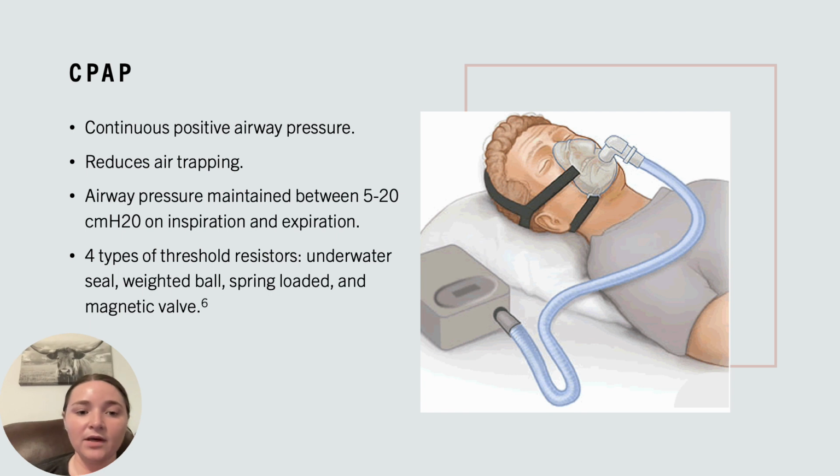Next, we have the CPAP. This is continuous positive airway pressure. The patients breathe from a pressurized circuit that incorporates a threshold or flow resistor in the expiratory limb. All four operate on the principle that the level of PAP generated within the circuit depends on the amount of resistance that must be overcome to allow gas to exit the exhalation valve. This device reduces air trapping. The airway pressure maintained is 5 to 20 centimeters of water on inspiration and expiration, and the four types of threshold resistors are the underwater seal, weighted ball, spring-loaded, and the magnetic valve.